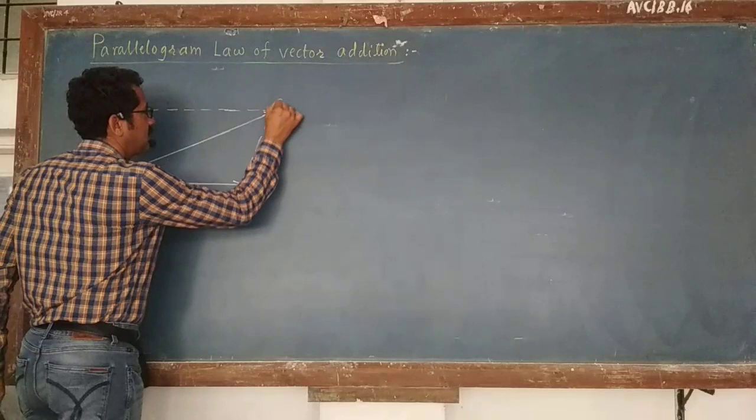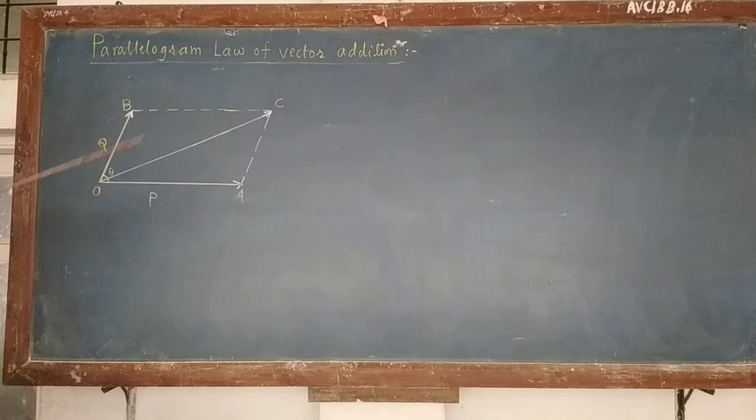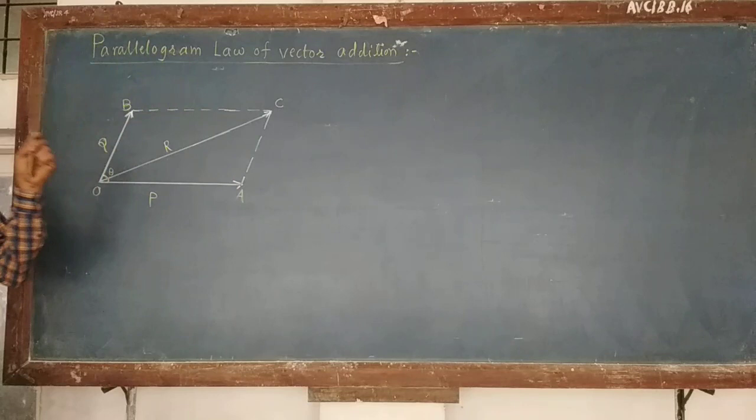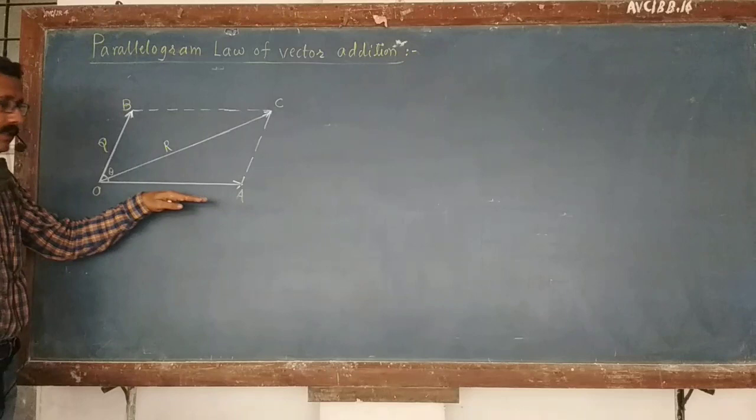And the law is saying that the addition of these two vectors, in magnitude as well as direction, is given by the diagonal of the parallelogram starting from the same common point at which both the vectors were acting. So this is the resultant vector R, and its length gives the magnitude of the resultant. The task now is to find the value of R and how much angle R makes with respect to vector P.